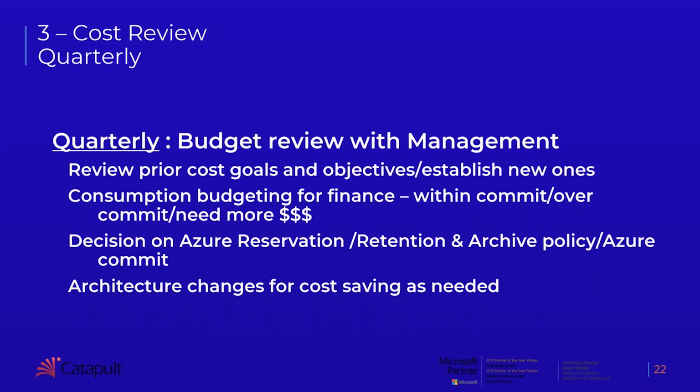And then the big one typically on quarterly is any architecture changes for cost saving as needed, right? A good example would be, hey, Microsoft's coming out with V3 of certain services. Typically what we see when Microsoft rolls out a new version of something, they offer you a little bit of cost saving. Hey, I'll shave off 5% of the cost if you move to V3 versus staying on V1 or V2. By moving up to the new version, you get better performance, and typically you also get some cost saving.